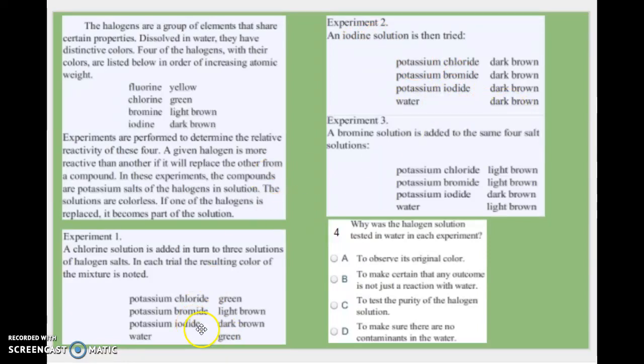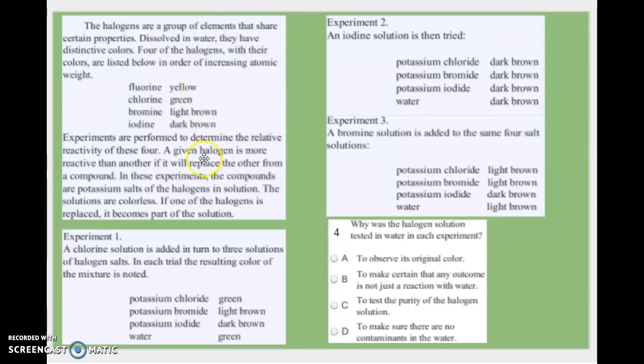And so if you notice, the chlorine was put in water, it turned green. Chlorine is green. Iodine was put in water, it turned dark brown. Iodine shows up as dark brown. And then bromine put in water, light brown. It is light brown. Also notice that that's actually part of the experiment, that when they're dissolved in water, they have a distinctive color, right?